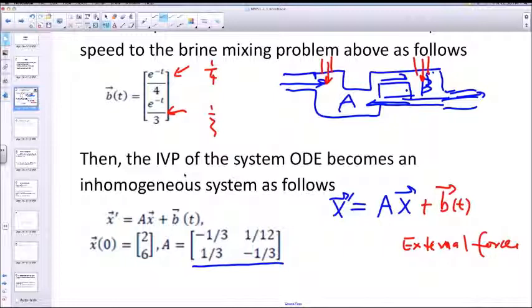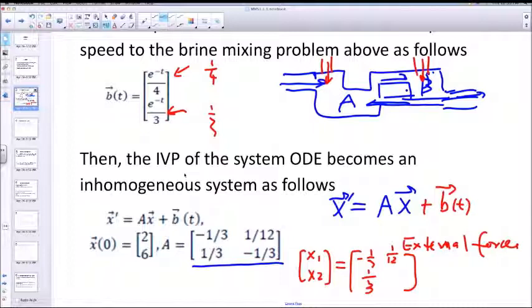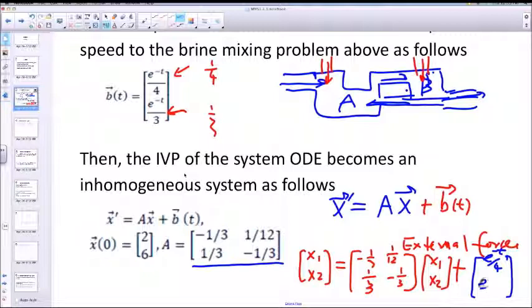So the difference of this equation, if I want to write it out completely, is this. x1, x2 equals negative 1/3, 1/12, and negative 1/3 of x1, x2 plus, let me change the color, plus this. We call it the inhomogeneous term, e to the negative t over 4, e to the negative t over 3. I leave this system as your exercise for today.